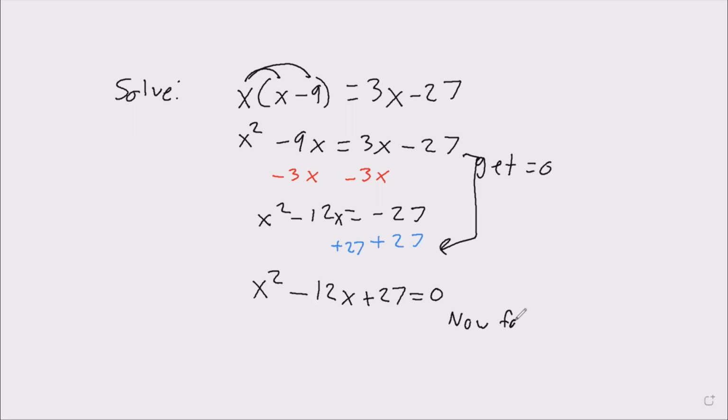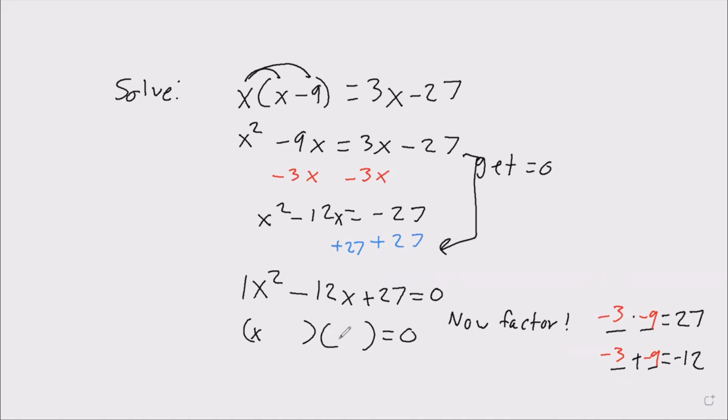Now we need to factor our polynomial. To factor x² - 12x + 27, we will need to find two numbers which multiply to 27 and which have a sum of -12. Those two numbers are -3 and -9. Since our trinomial starts with a 1, we can go straight to parentheses.